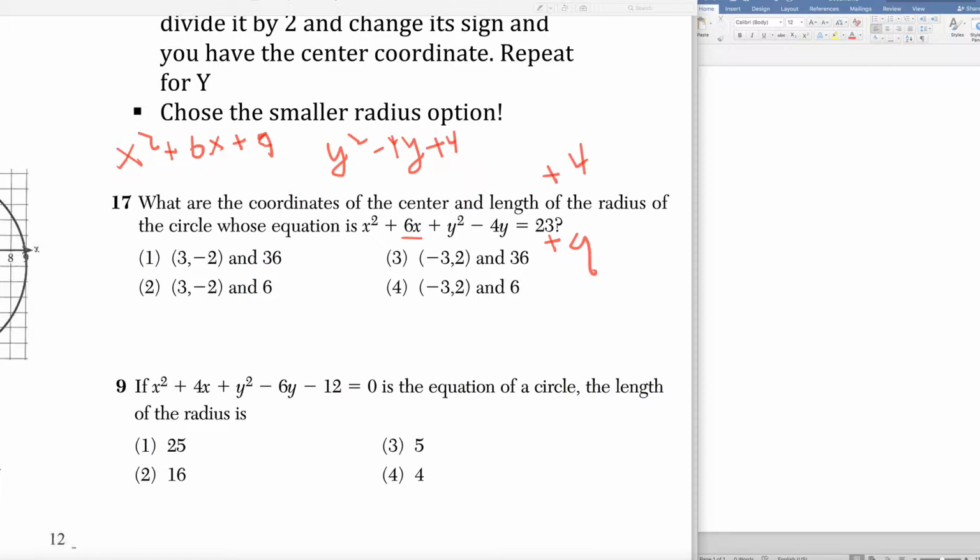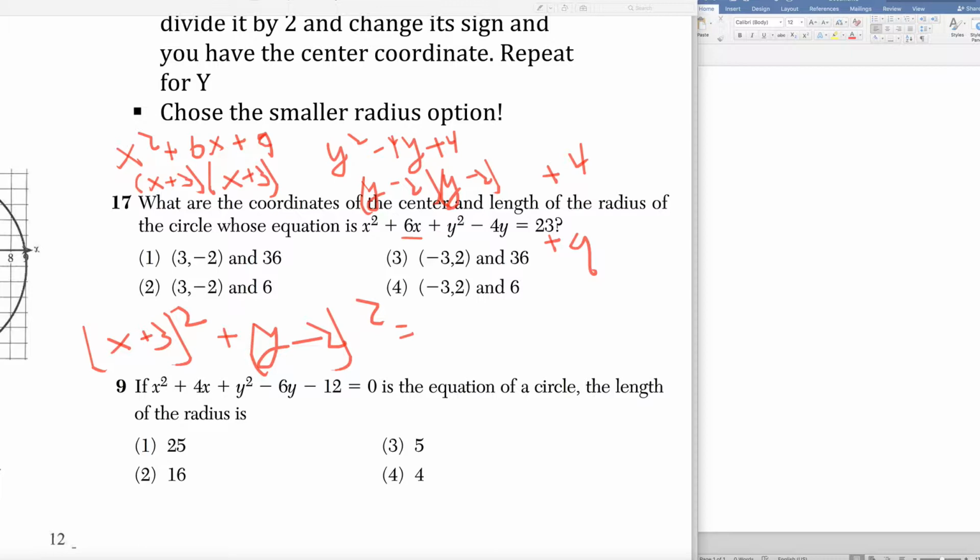Then you factor these, and what you should always get is one thing times itself. One thing times itself. And then same story over here. Y minus 2, y minus 2. And then if we had to clean this whole thing up one more time, you would have x plus 3 squared plus y minus 2 squared equals 23 plus 4 is 27 plus 9 is 36. Now if you look at the coordinates, you would see that the x is -3, the y is 2, and some of them may mistakenly pick 3, right? But then it is actually 6. The radius is 6. The radius squared is 36.